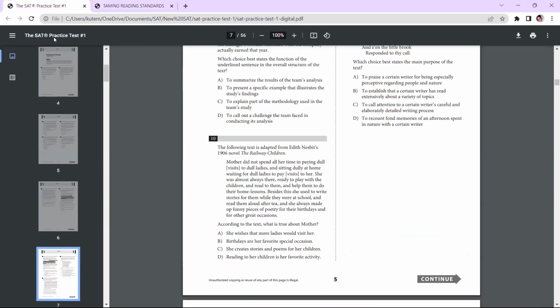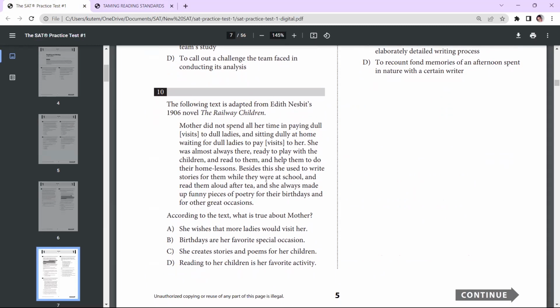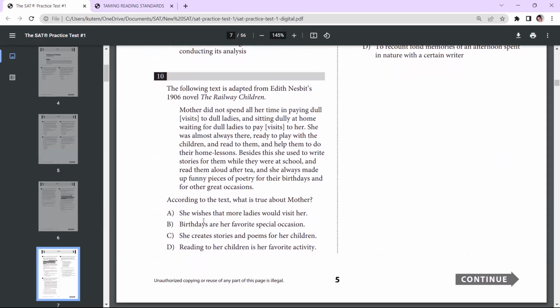Okay, great. So we'll start with the same example that we looked at. Okay, and it's asking us, according to the text, what is true about mother? And the top here is there for a reason, so don't skip it. It might have information that's not given to you anywhere else, or information that helps you to understand the passage. So this is adapted from a novel, and it's The Railway Children.